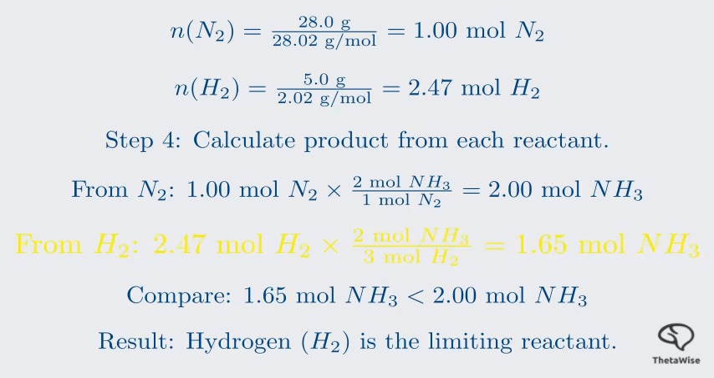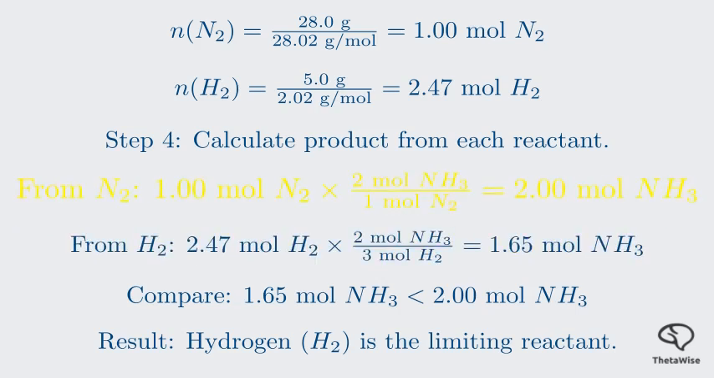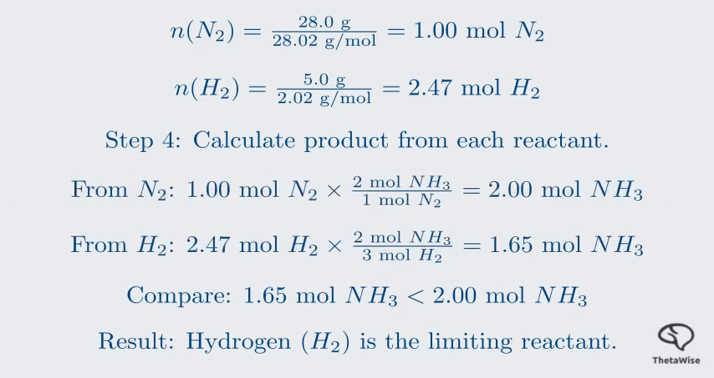This means that the maximum amount of ammonia we can make is 1.65 moles, and once we make that, we'll have hydrogen left over. The reactant in excess is nitrogen. There is a second, slightly quicker way to find the limiting reactant. Let's call it the molar ratio comparison method. Our third example will use this technique.